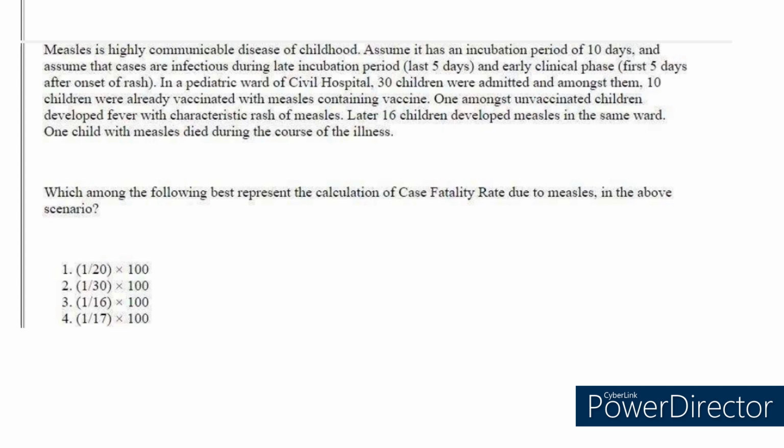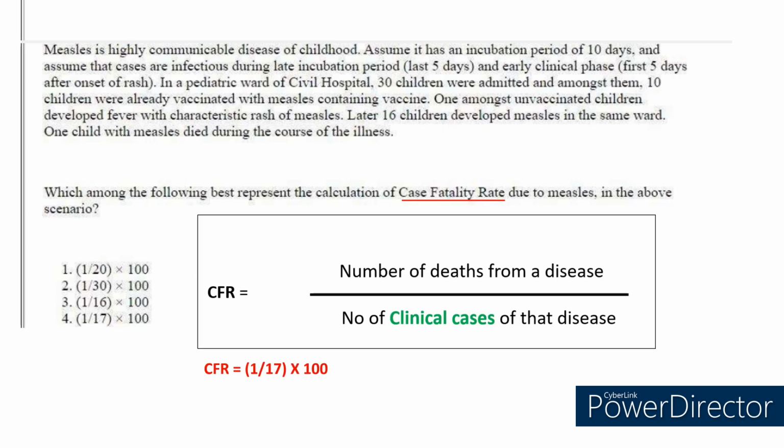Which among the following best represents the calculation of case fatality rate due to measles? So they are asking us to calculate case fatality rate. First you need to identify the key variable. In this case it's case fatality rate. Now you need to revise your concept. What is case fatality rate? It is nothing but the number of deaths from a particular disease divided by the number of clinical cases of the disease. In this case it's measles.